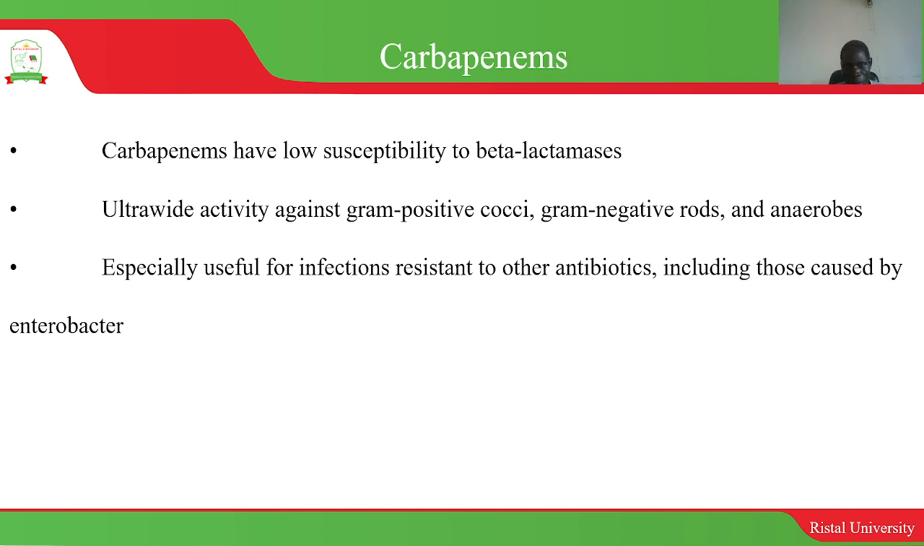Let's look at carbapenems. Carbapenems have a low susceptibility to beta lactamases. They have ultra-wide activity against gram-positive cocci and also gram-negative rods, including some anaerobes. They are especially useful for infections resistant to other antibiotics, including those caused by Enterobacter.